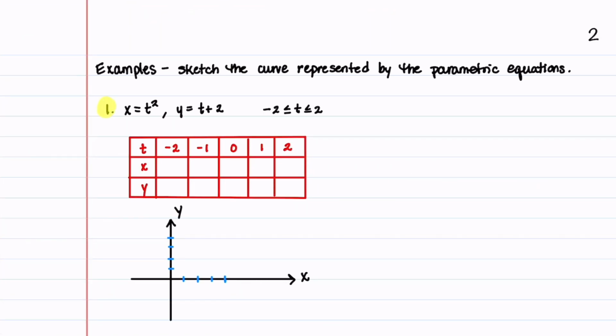In the first example that we'll look at, x is equal to t squared and y is equal to t plus 2. And we're given that t ranges from -2 to 2. We'll first create a table of values. I've already filled in t since we were given that t ranges from -2 to 2. When t is -2, x is equal to t squared, which is 4, and y is equal to t plus 2, which is equal to 0. Following this same procedure, we get the following values for x and y.